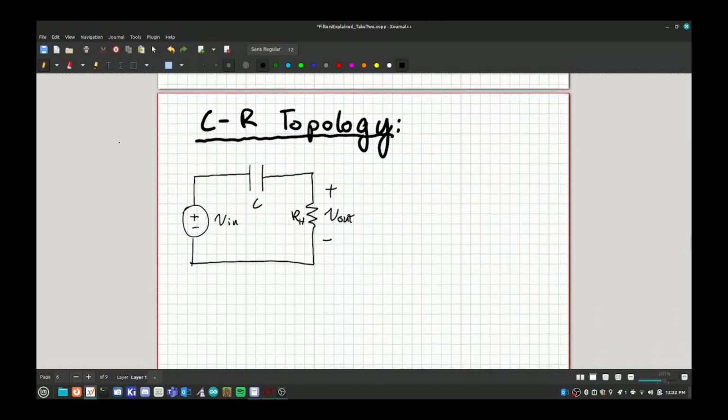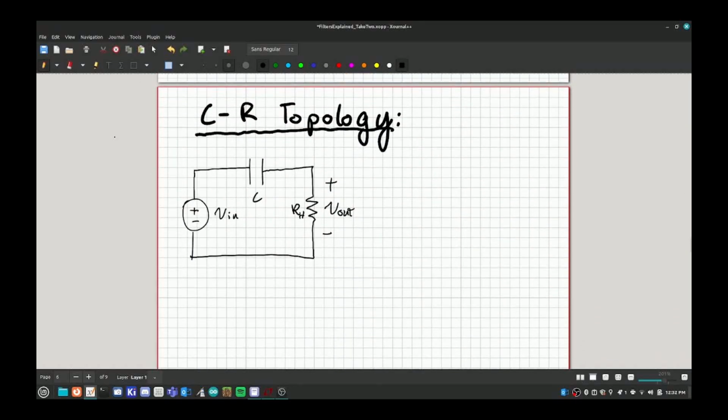Alright, so let's take a look at one of the topologies we can use. This is a CR topology. It's called that just because it has a capacitor and then a resistor. One important thing to note when you are looking at your filters is which component Vout is across. In this case we have the headphones and we care about Vout across that component. For this lab you're going to have Vout always be across the resistance of the headphones.